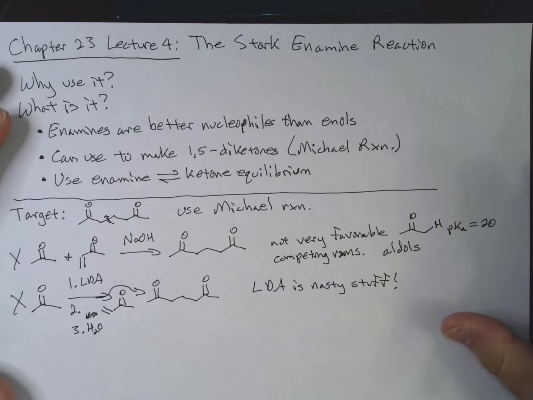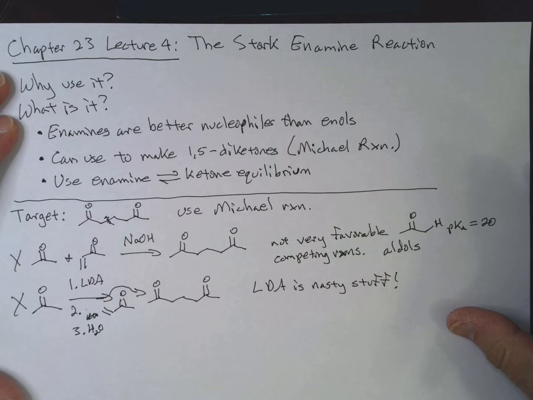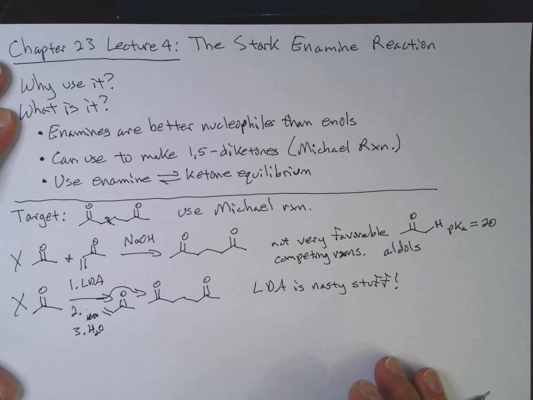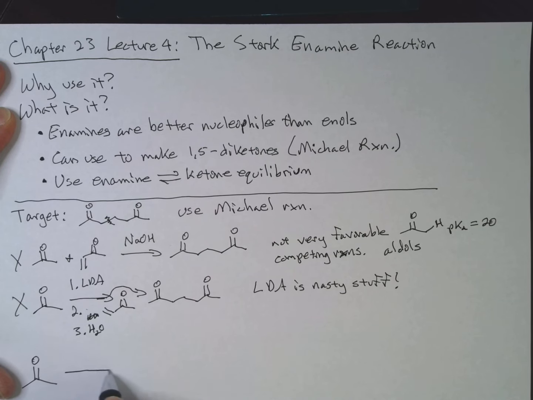So there are better ways to do this, and one of them is the Stork Enamine reaction. What the Stork Enamine reaction looks like is we will take our aldehyde or ketone that we want to use as a nucleophile, and we'll convert it into an enamine. Typically we could use some cyclic secondary amine with H+, and that will give us now that guy.